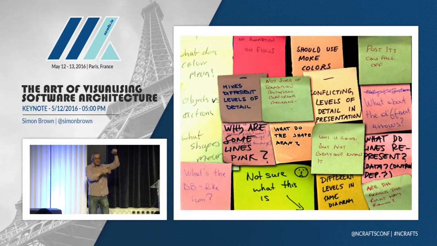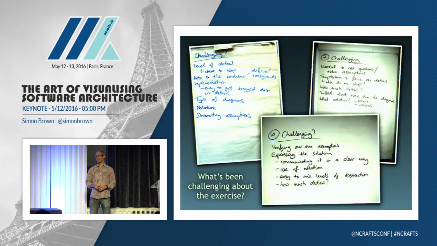Why are you mixing these different levels of detail? And so on and so on. And then we say to people, well, what did you find hard about this exercise? And they say, well, we've never done it before. We don't really know what's expected. We forgot to ask who the audience was for these diagrams. We don't really know how much detail we should draw. In fact, we don't know how much detail we should design down to, right? Two different things. We're not sure about notation, and so on and so forth. And I've run this exercise all around the world, and we get the same sorts of things coming up again and again and again.